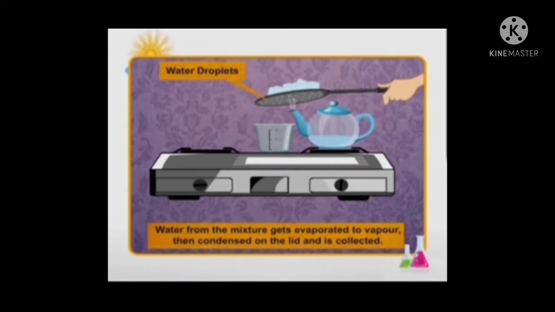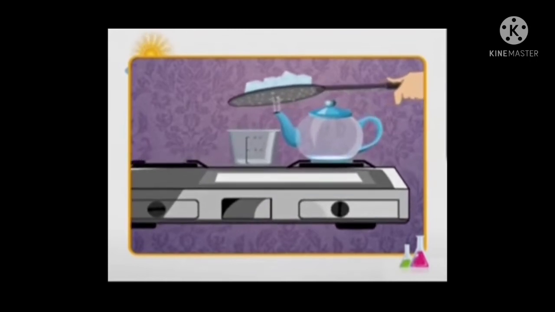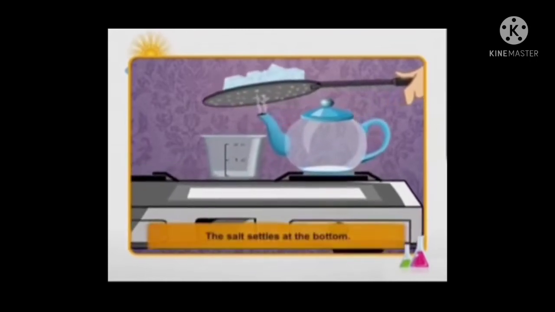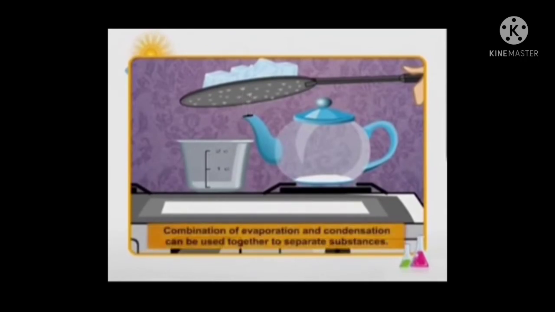Water from the mixture gets evaporated to vapor, then condensed on the lid, and the water is collected in another beaker. The salt is left settled at the bottom of the pot. So, evaporation and condensation can be used together to separate substances.